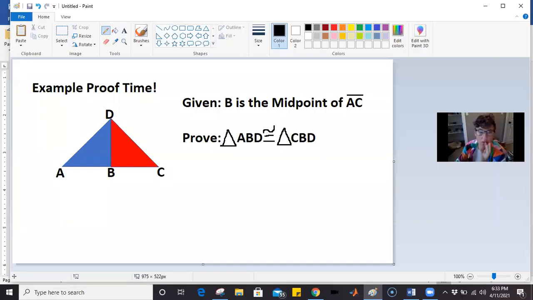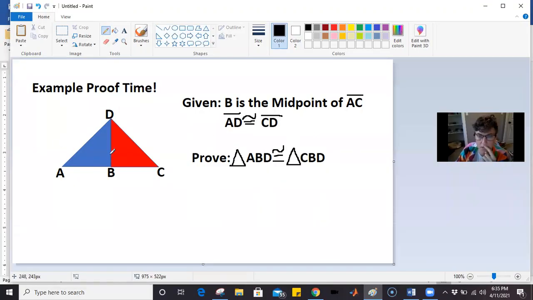All right, so it's time to do an example proof. Let's say we have these 2 triangles. We are told that B is the midpoint of segment AC. And we're going to prove that triangle ABD is congruent to triangle CBD. We also know that side AD is congruent to side CD. So let's mark that here.